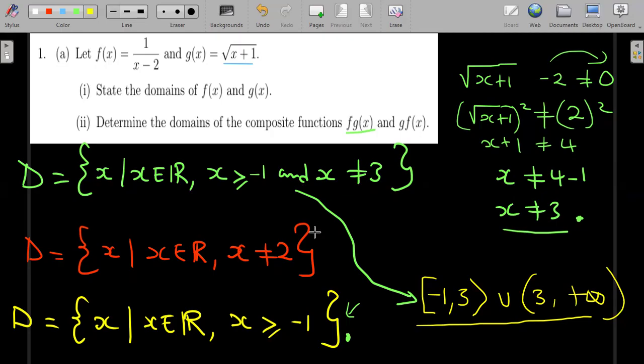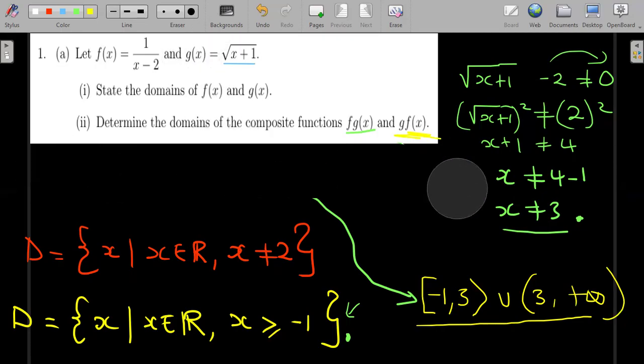So what we are remaining with now is to find the domain of this composite function here, which is g of f of x. All right, so I'll erase this part.